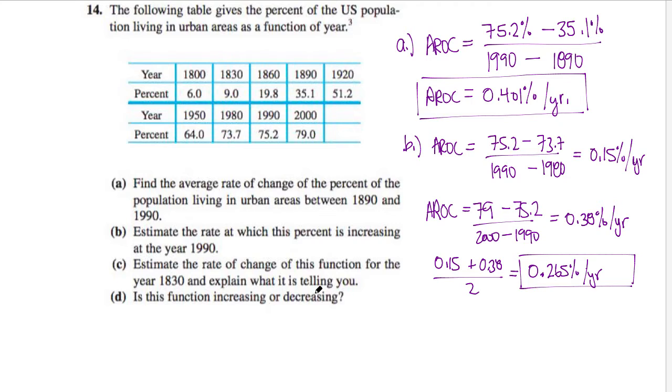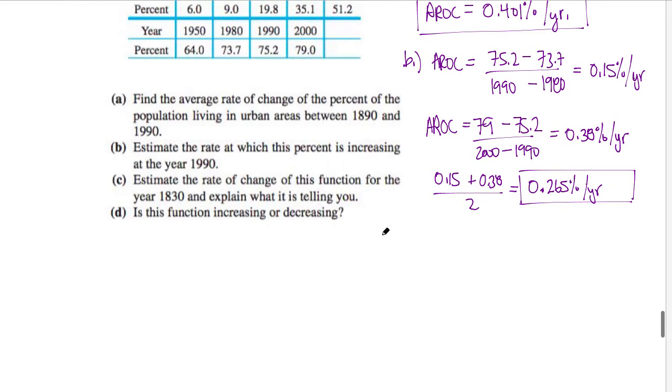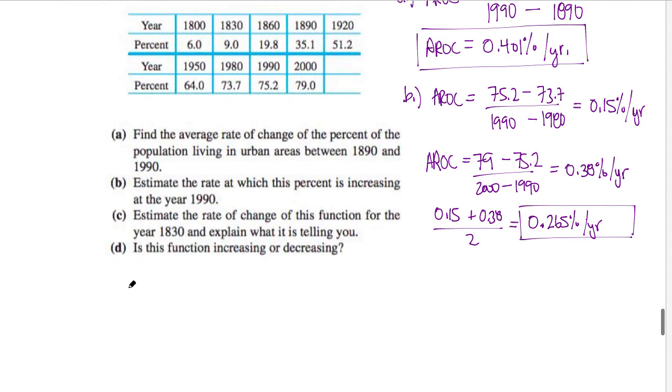Now C says, estimate the rate of change for this function in the year 1830. So for 1830, I have two intervals that I can do as well. My first average rate of change is going to be from the year 1800 to 1830. So I'll do 1830 minus 1800, and then I will have 9 minus 6. So this average rate of change will just be 3 divided by 30, which is 0.1, and that's percent per year.